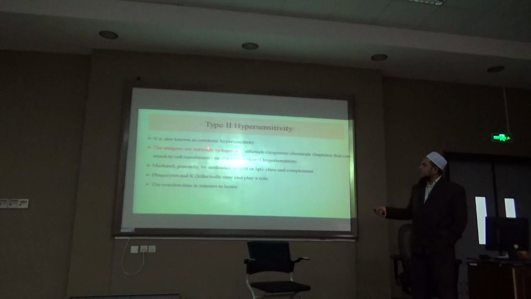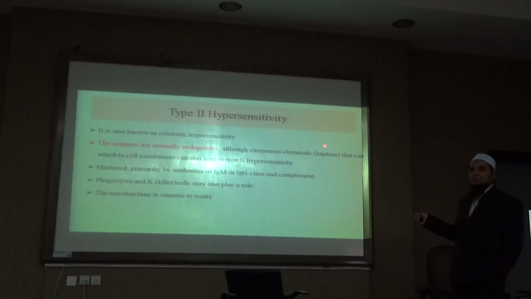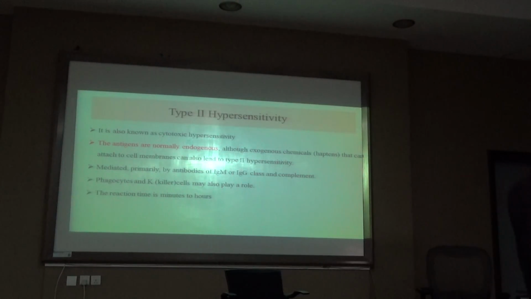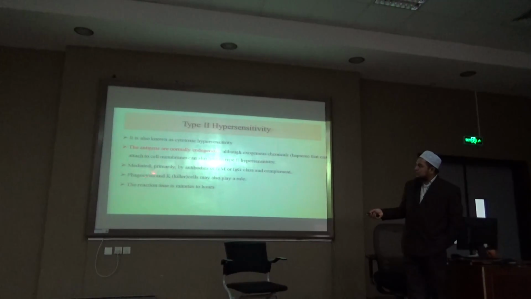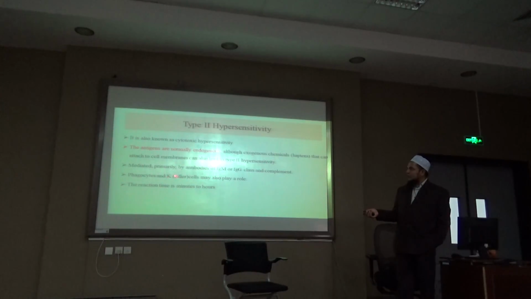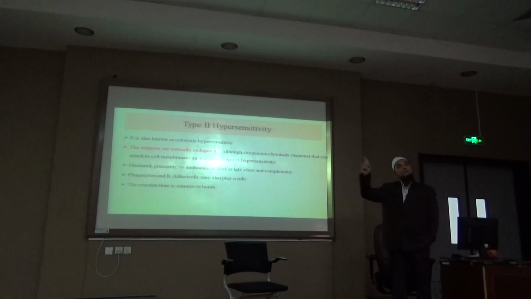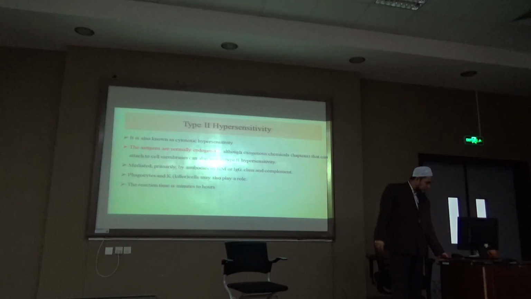Type 2 hypersensitivity, also called cytotoxic hypersensitivity. Antigens are normally endogenous, although exogenous chemical haptens, we discussed drugs, can attach to the cell membrane and can lead to type 2 hypersensitivity. Primarily mediated by IgM and IgG class. Which Ig will come first when there is an infection? IgM will come first. Why? Because it is a bigger molecule, a pentameric molecule. Then it is phagocytosed by the cell or by killer cells, or may play a role there, and the reaction time is minutes to hours. Immediate reaction 15 to 30 minutes, and then for a longer duration from minutes to hours.